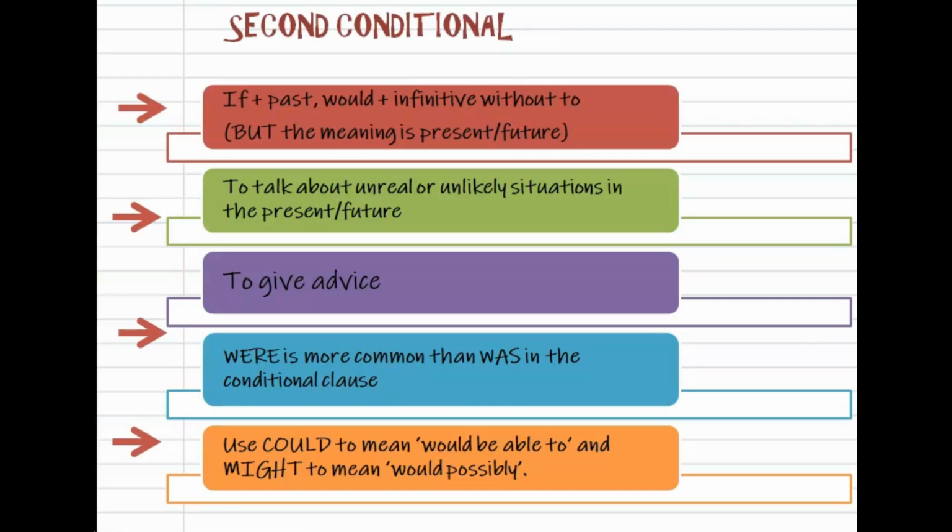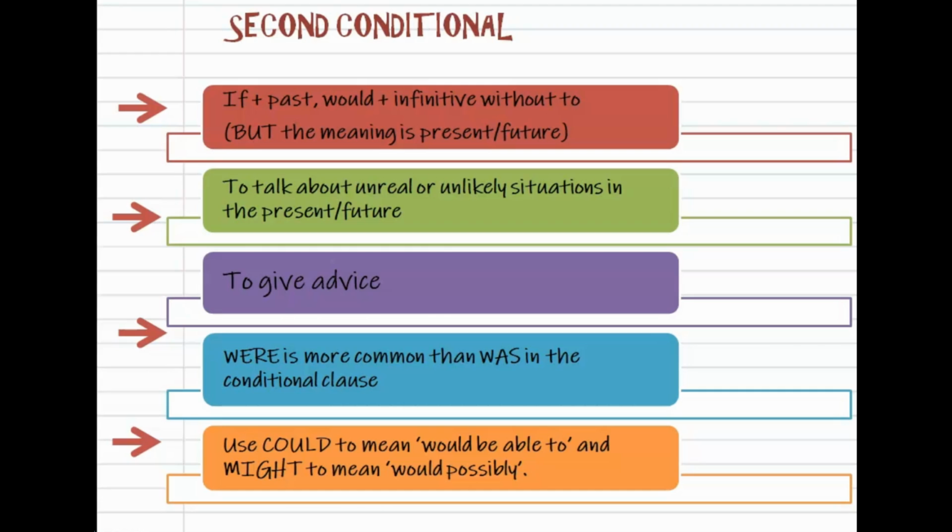Before we finish, let's summarize the second conditional once more. Now, we use the past simple or past continuous in the conditional clause and would with infinitive without to in the main clause. But the meaning is present or future. The second conditional is actually very easy, but the most confusing part is the use of language. You can also use the second conditional to give advice. And don't forget, were is more common than was, but was is also alright.